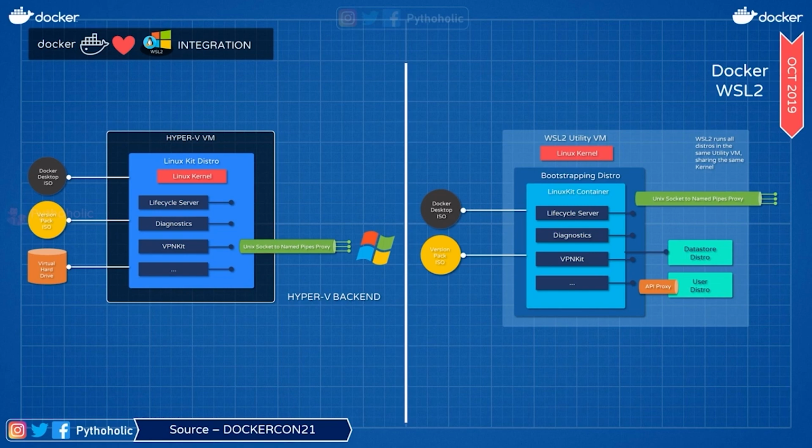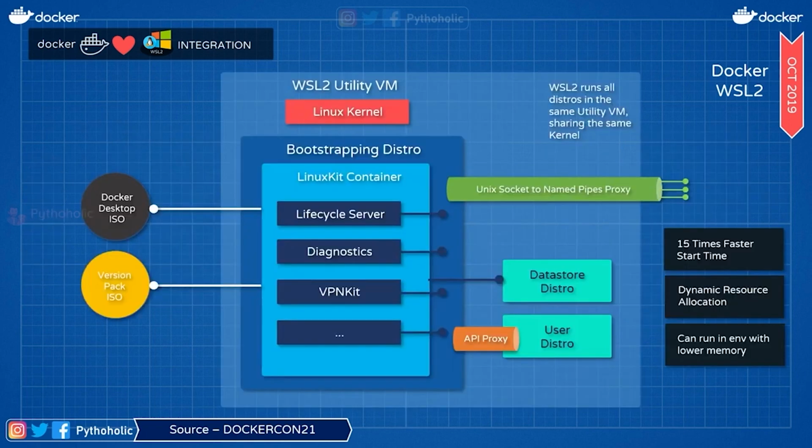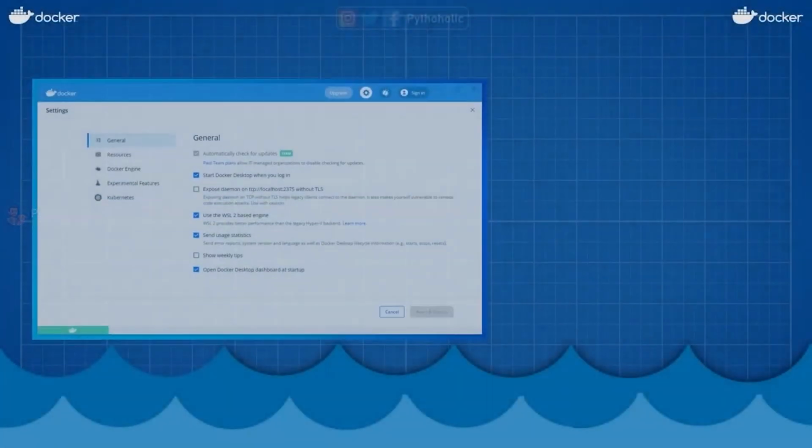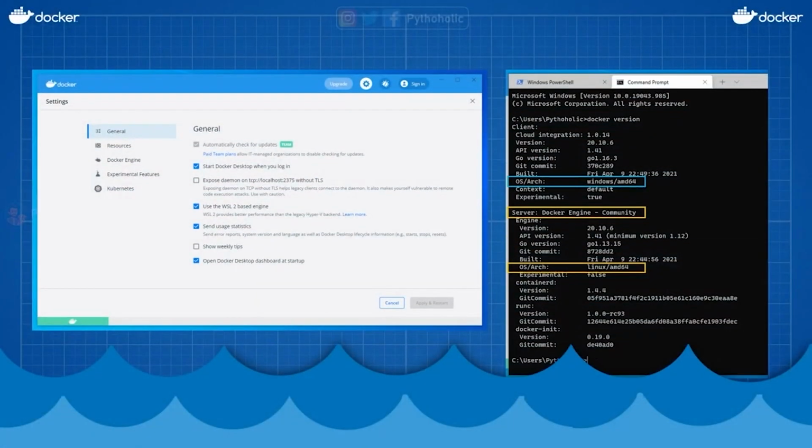And last but not the least, the version pack ISO that you see here remains the same as it was in the Hyper-V backend. And what are the advantages to this? Yes, it makes Docker achieve 15 times faster start time. It provides dynamic resource allocation, and now it can run on environments with lower memory as well. Cool, isn't it? When we installed Docker, we installed it with WSL2 enabled, and that is why we did not get the option to provision spaces and resources to the Docker engine.